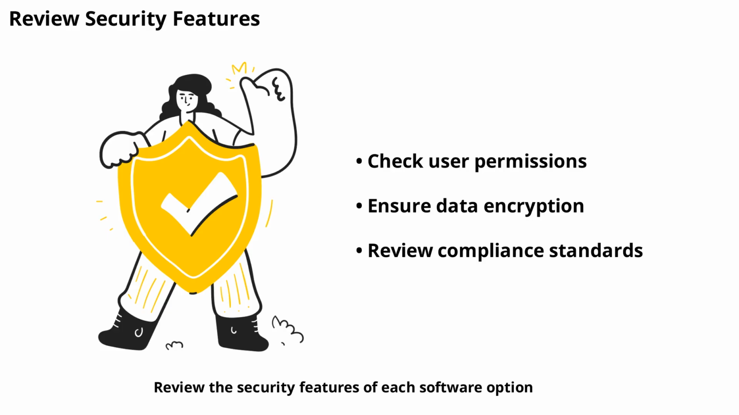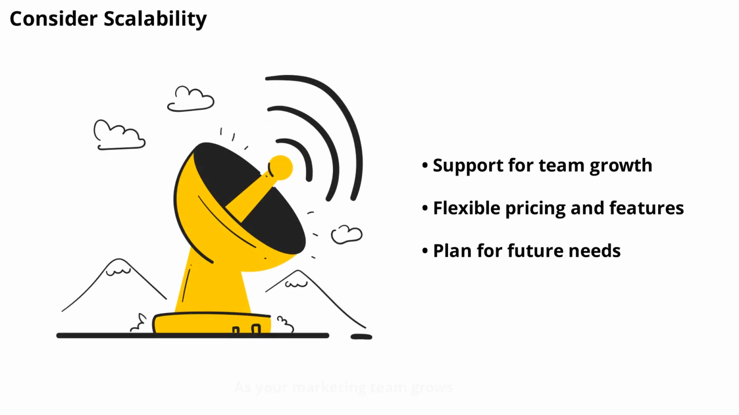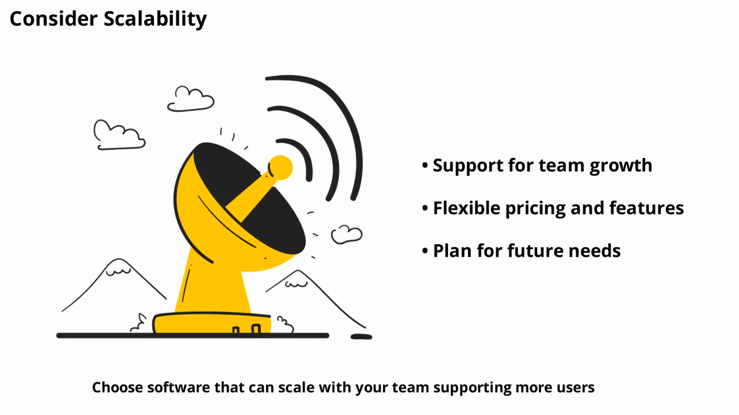Review the security features of each software option, such as user permissions, data encryption, and audit trails. Make sure the software complies with relevant data protection regulations. A secure system protects your team's assets and builds trust with stakeholders. As your marketing team grows, your inventory management needs may change. Choose software that can scale with your team, supporting more users, larger inventories, and additional features as needed.